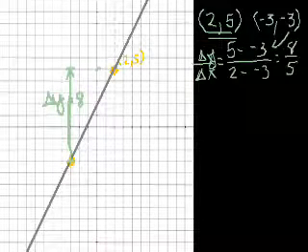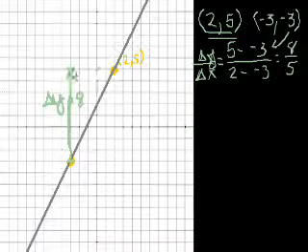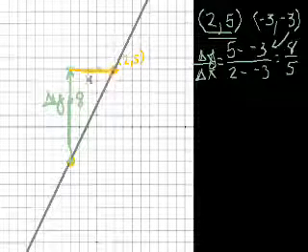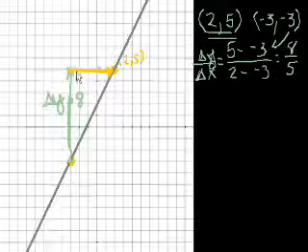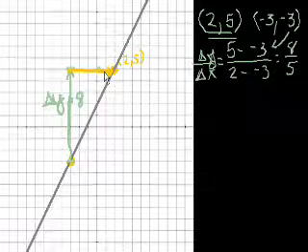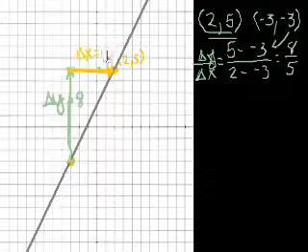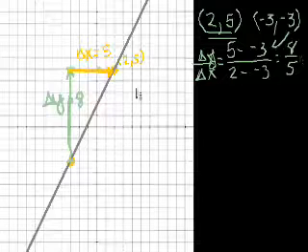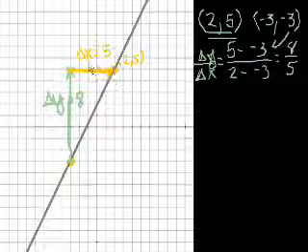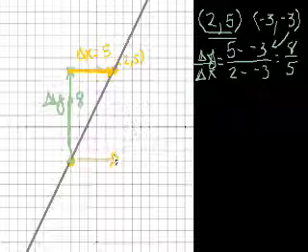So now let's do the run. Well, the run, to go from this point to the other point, we went this far. And let's count how far that is. Well, it's 1, 2, 3, 4, 5 units. So we can say delta x is equal to 5. And that's exactly what we did. Delta y over delta x was equal to 8 over 5, or rise over run is equal to 8 over 5. And it would have been the same thing if we calculated run here, or if we calculated rise here.